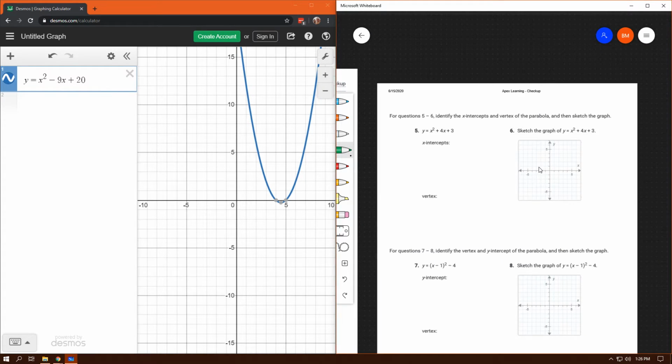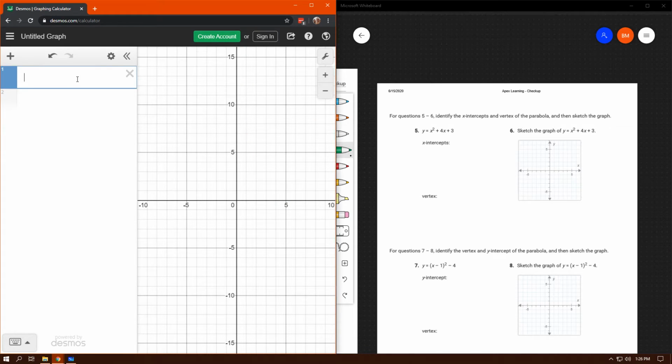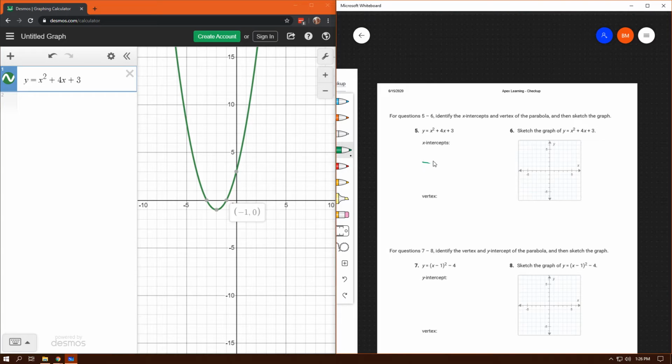Okay, so they want us to sketch the graph. I'm just going to go right to Desmos. And on your quizzes, they're not ever going to ask you to sketch a graph, so we don't even need to worry about that part. So my x-intercepts are negative 3 and negative 1. So negative 3, 0 and negative 1, 0. And then my vertex, negative 2, negative 1. It is that easy.